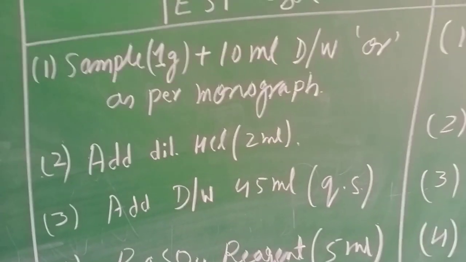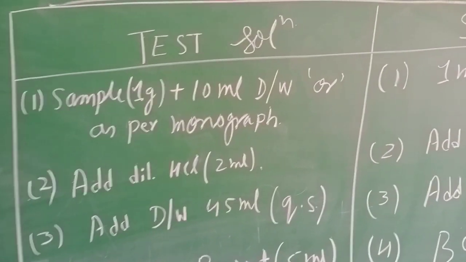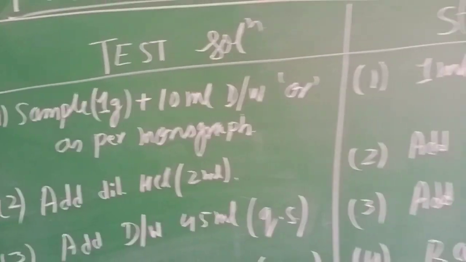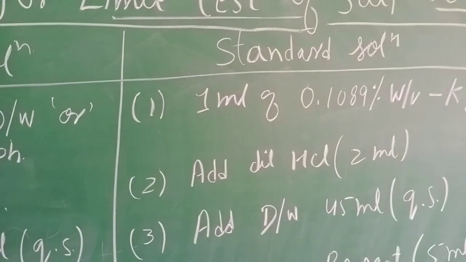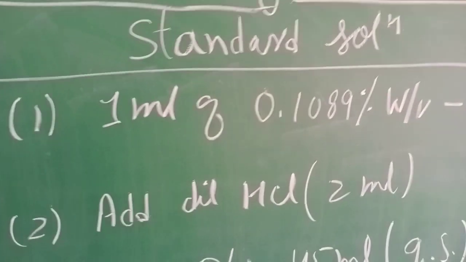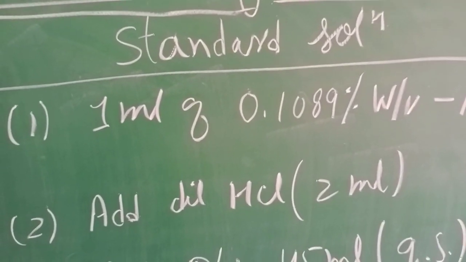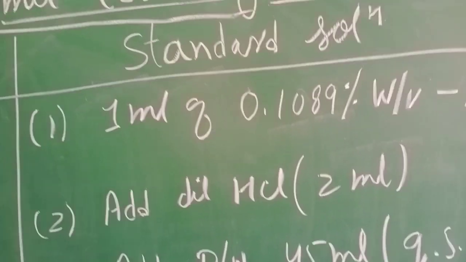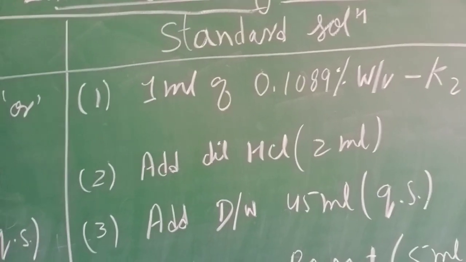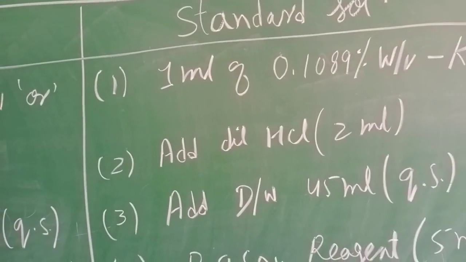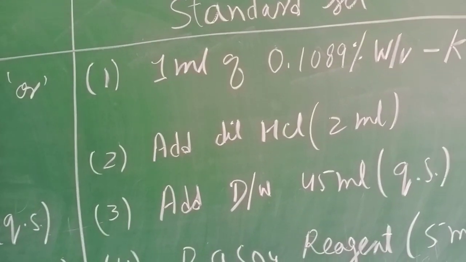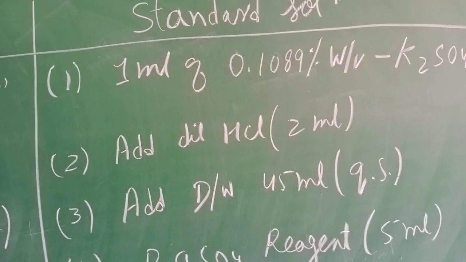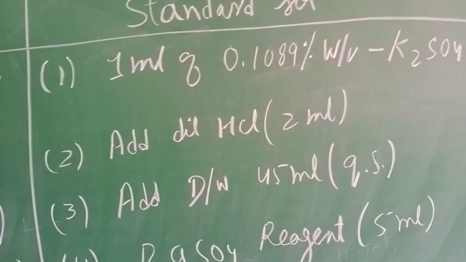So once we are done with the preparation of test solution or the sample solution, the next step is to prepare the standard solution, which is having a standard turbidity to which the sample turbidity has to be compared in order to rule out the result for limit test of sulfate.